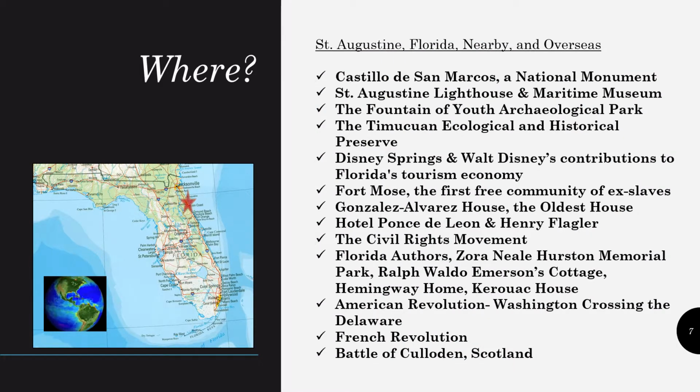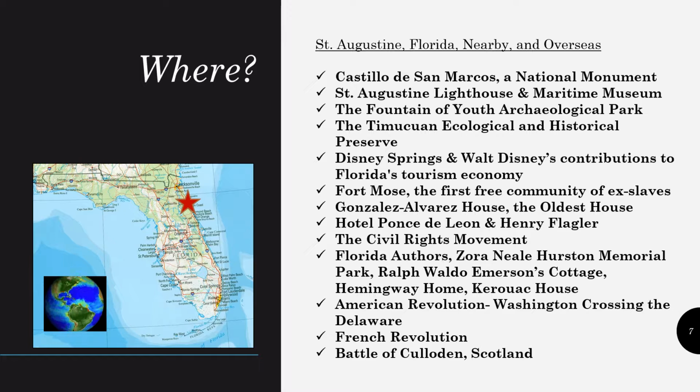Where can students film their virtual field trips? The answer to this question is really anywhere. My students have the good fortune to attend classes in St. Augustine, Florida, which is a town rich in history. They have filmed at places like the Hotel Ponce de Leon, the Gonzalez Alvarez House, the Tumucuan Ecological and Historical Preserve, and the St. Augustine Lighthouse.